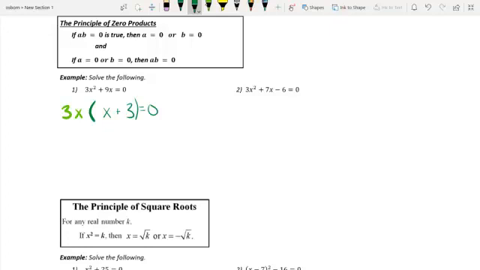And now what the principle of zero products says is that if the product of 3x and x plus 3 equals 0, then what we have to do is set each of them equal to 0. So 3x equals 0 and x plus 3 equals 0, and solve to see which values we get. So for this first one, that just leaves me with x equals 0 and x equals negative 3. I just subtracted 3 from both sides.